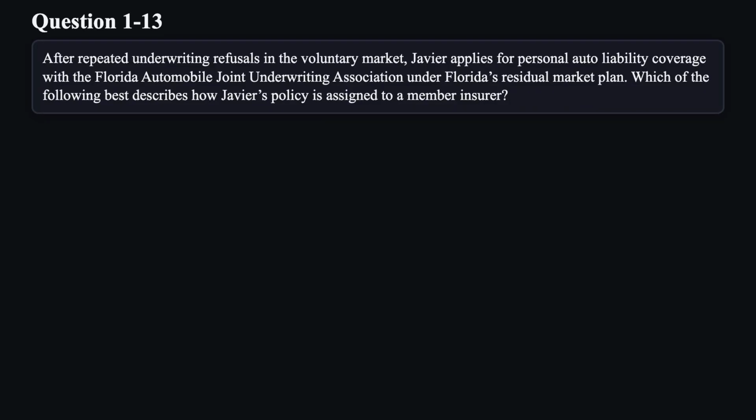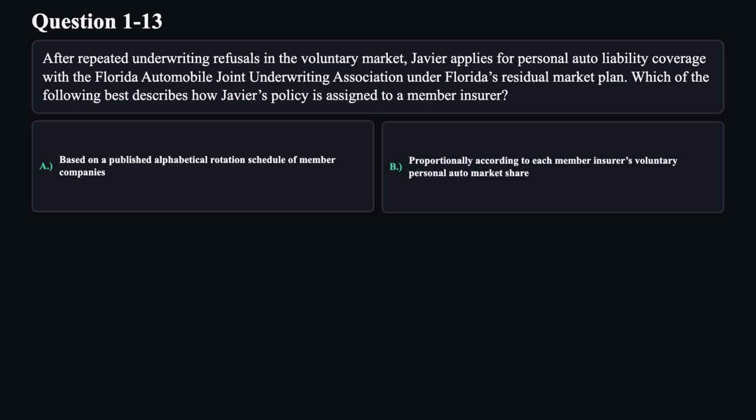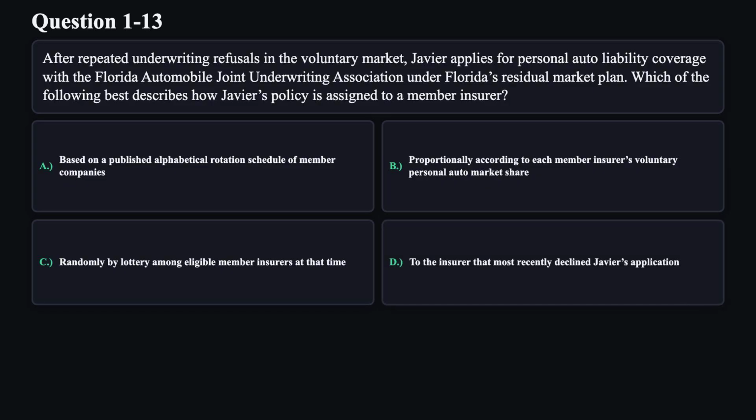Question 13. After repeated underwriting refusals in the voluntary market, Javier applies for personal auto liability coverage with the Florida Automobile Joint Underwriting Association under Florida's residual market plan. Which of the following best describes how Javier's policy is assigned to a member insurer? A. Based on a published alphabetical rotation schedule of member companies. B. Proportionally according to each member insurer's voluntary personal auto market share. C. Randomly by lottery among eligible member insurers at that time. D. To the insurer that most recently declined Javier's application.